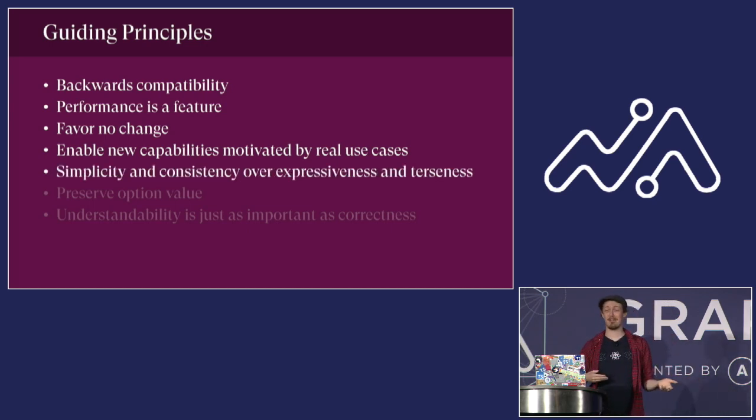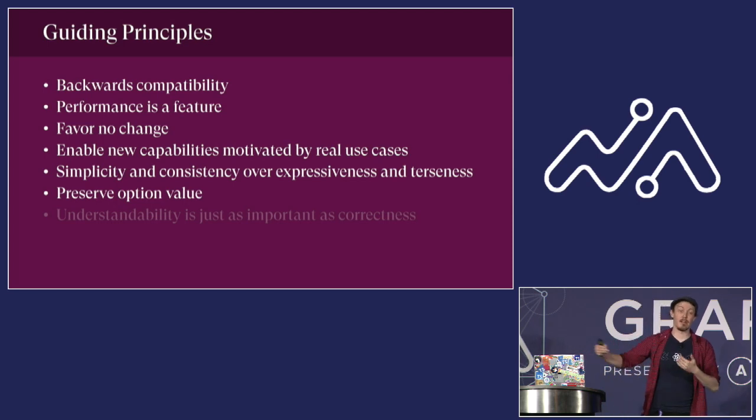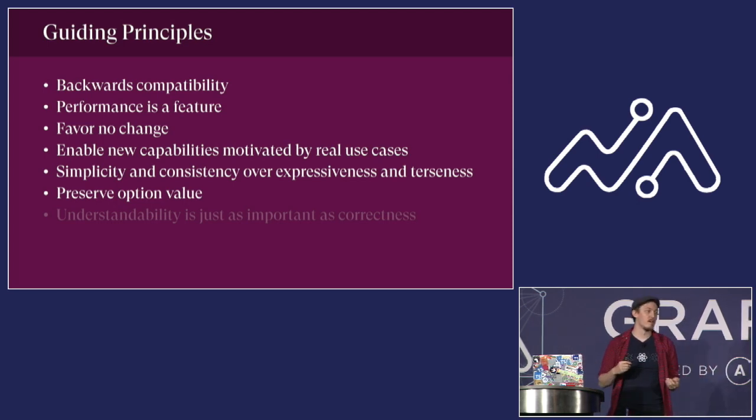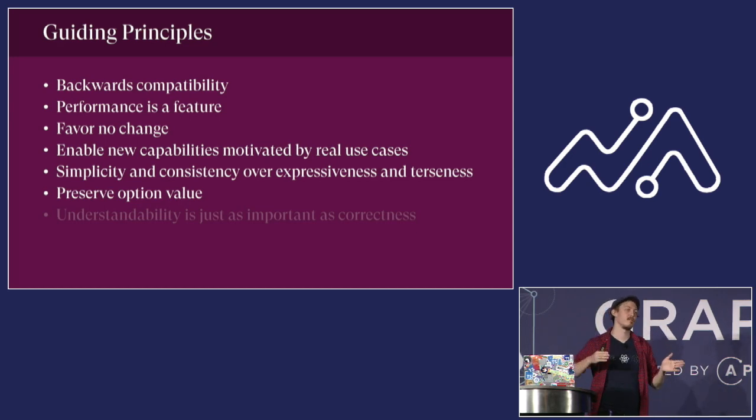Simplicity and consistency over expressiveness and terseness. This is a lot like when you talk about code. Most of the time code is read and not written, so you should spend your time making the GraphQL language favor simplicity over very fancy syntax that allows for many different behaviors. And then preserve option value is a nice way of saying make GraphQL easy to change in the future. You don't want to be making language decisions that force a particular sort of syntax down the line or a particular type of response down the line when you want to make it easy to change.